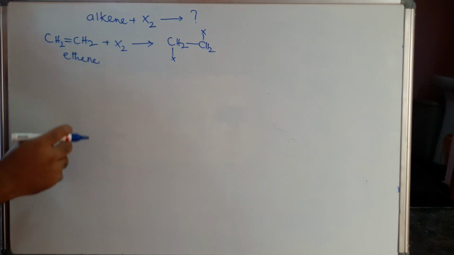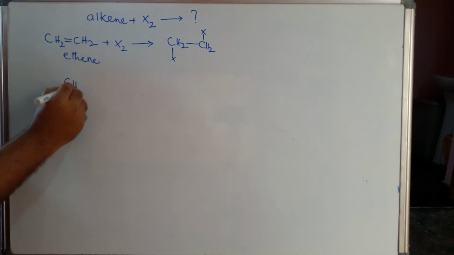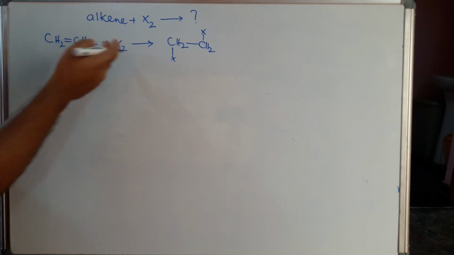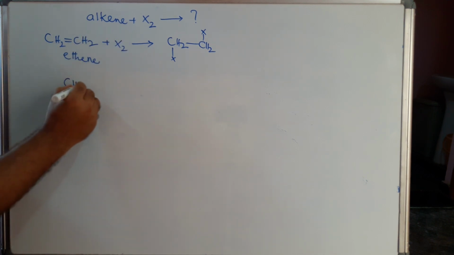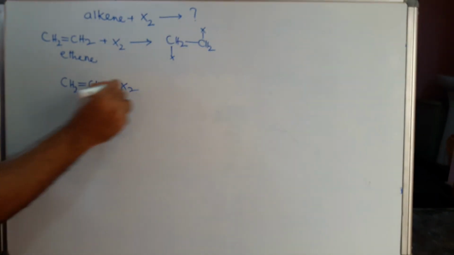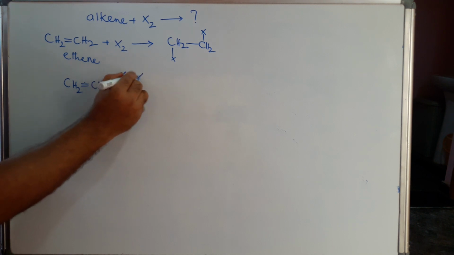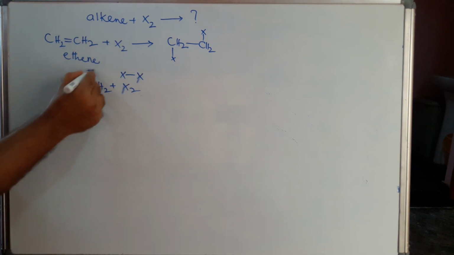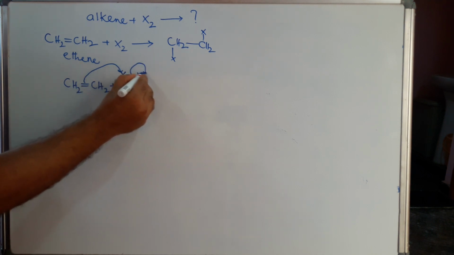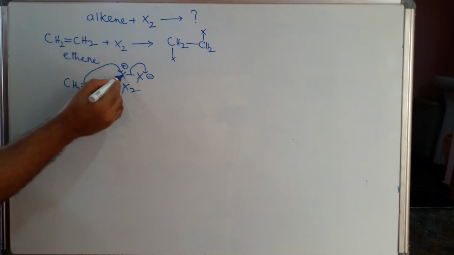Ethene reacts with the halogen. So it forms a cyclic bromonium ion, sorry, halonium ion, because this X in general may be bromine. So CH2=CH2 plus this X2, X2 we can write like X-X. This pi bond will take this X and this bond will break, and then it will be converted to a negative charge, and this will be a positive charge.